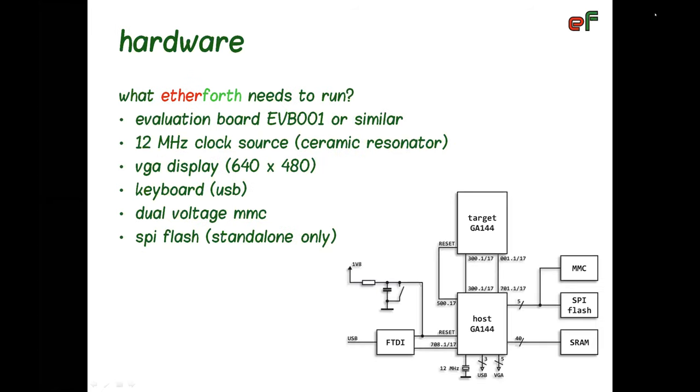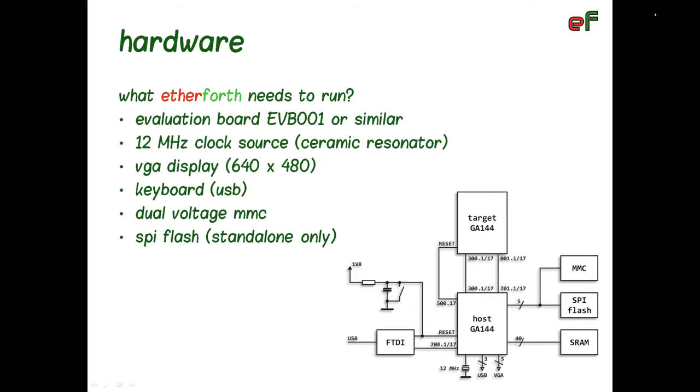To run Etherforth, you need suitable hardware. The easiest way is to work with a GA evaluation board, but any similar board with GA144 and SRAM can be used as well. Additional requirements are a clock source, VGA display, USB keyboard, and dual voltage multimedia card. And the standalone version of Etherforth also uses an onboard SPI flash memory.